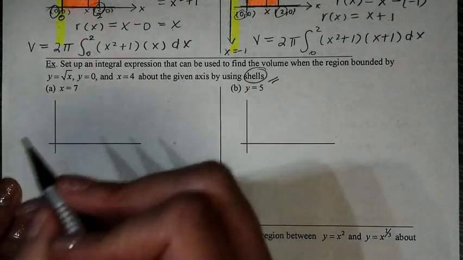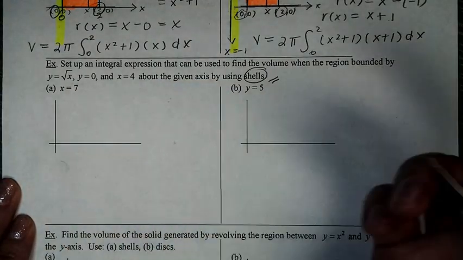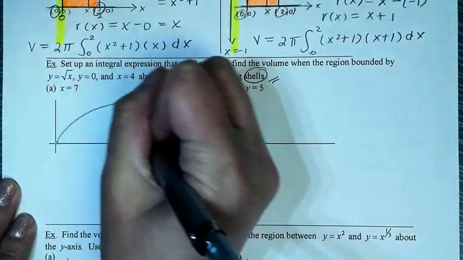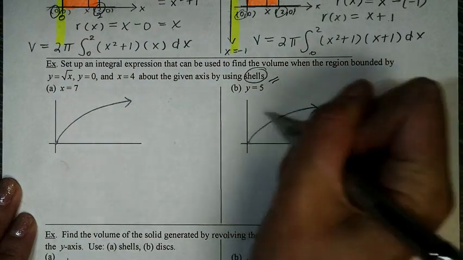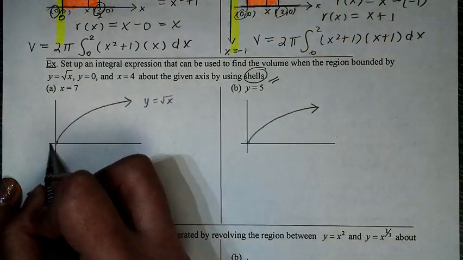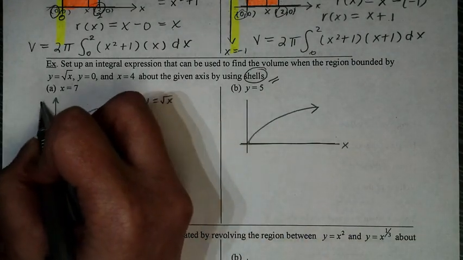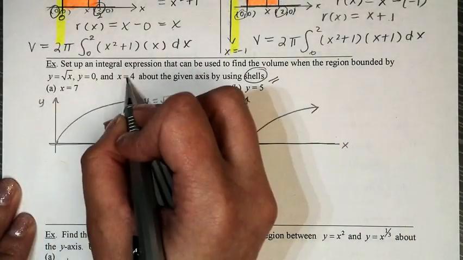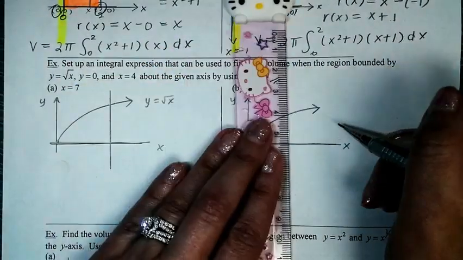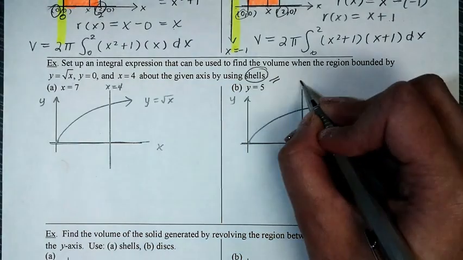Okay, so let's set up your situation here. The first thing that I see is these two are, technically speaking, the same area. The only thing that changes is the axis of revolution, so let's draw them at the same time. So this is going to be your square root function, y equals root x. Then you have y equals 0, which is your x-axis. Obviously this is your y-axis, but that's not a boundary. And x equals 4. For making it easy, let's make it here and label it x equals 4.